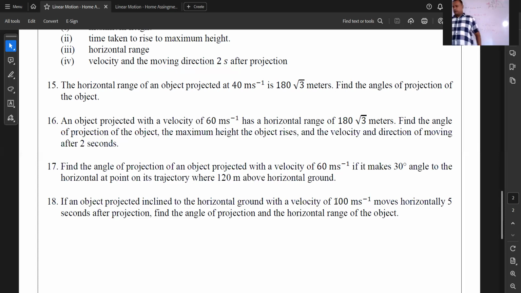Okay, question number 15. The horizontal range of the projected object is 180 meters. Sorry, 180 root 3 meters. Find the angles of projections.